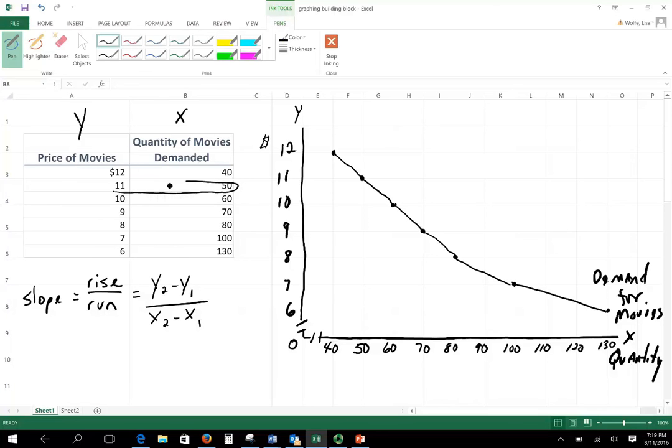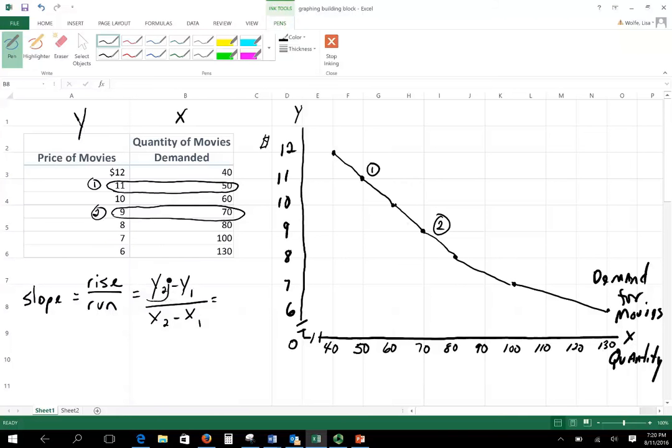The first point is where we have $11, and the second point is where we have $9. This will be our first point. This will be our second point. On the graph, this is the first point, and this is the second point. Then all we need to do is find the values and plug them into the formula.